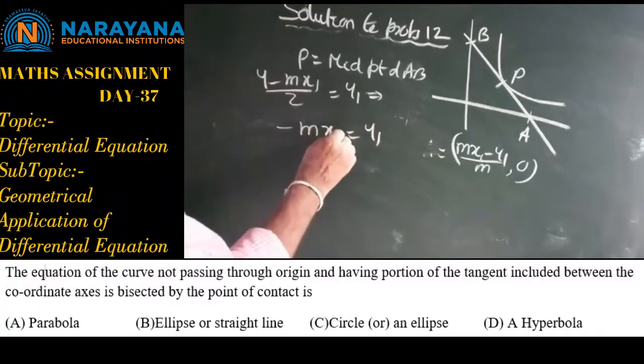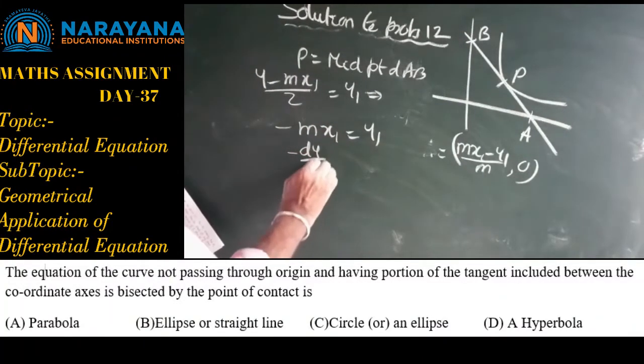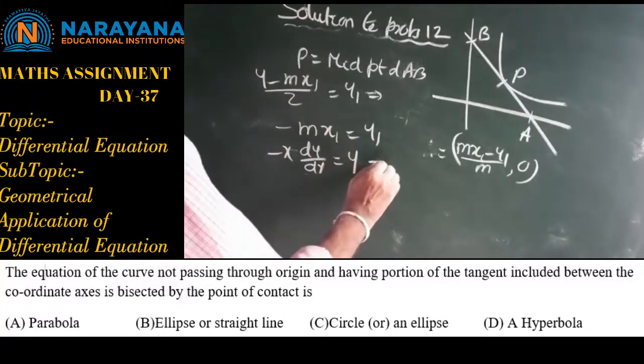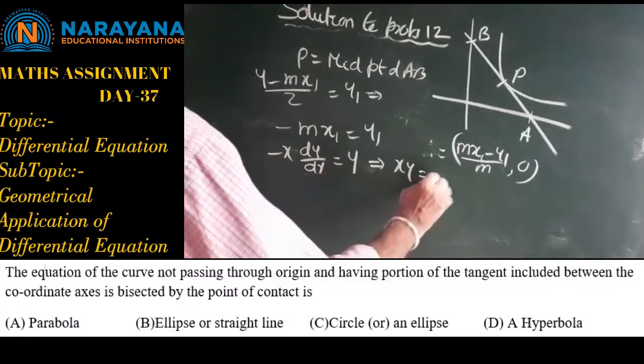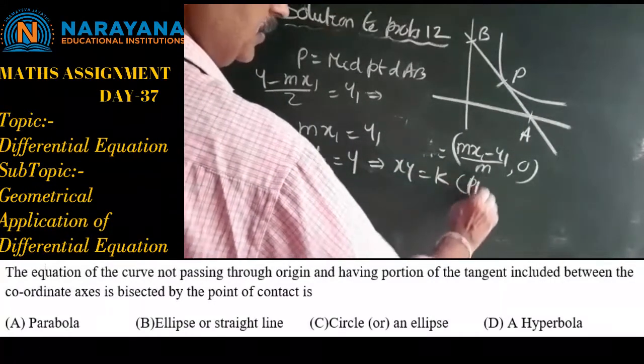And replace x1 with x, y1 with y, m with dy by dx. Minus dy by dx into x is equal to y. After integrating, you can get the condition xy is equal to k. This is rectangular hyperbola. You can simply write hyperbola.